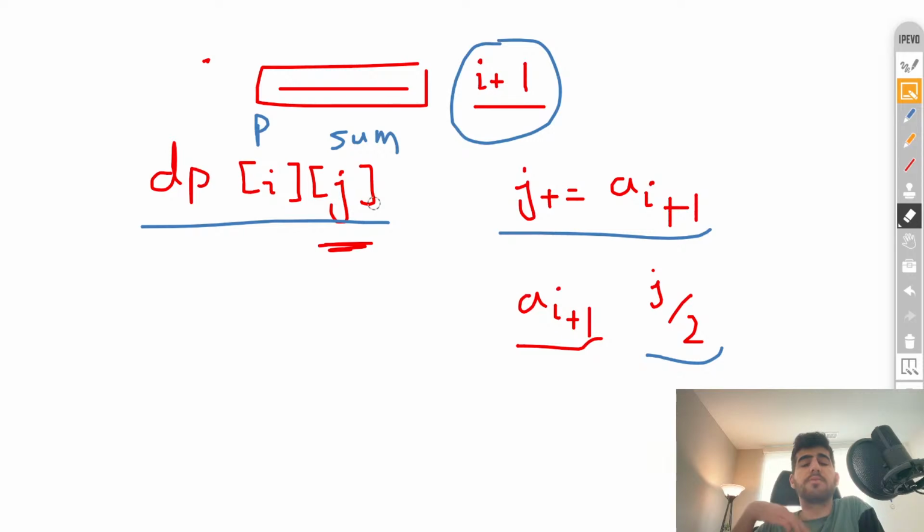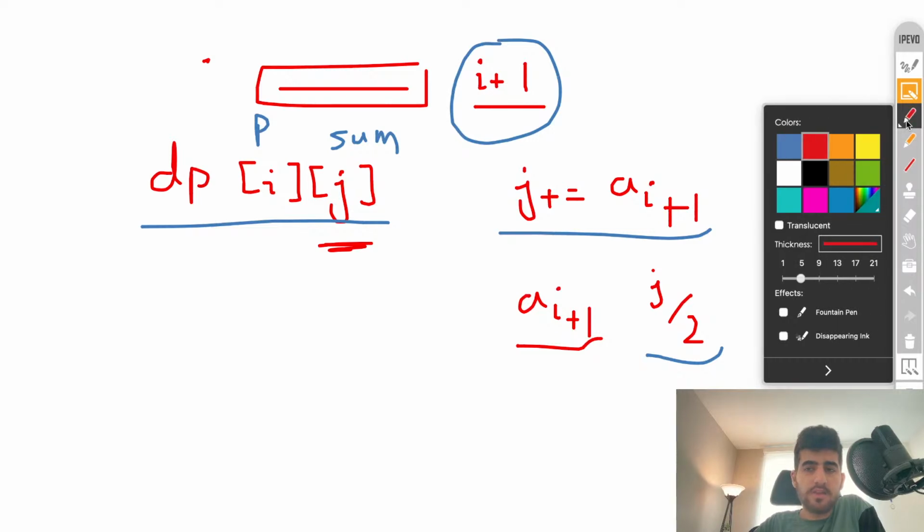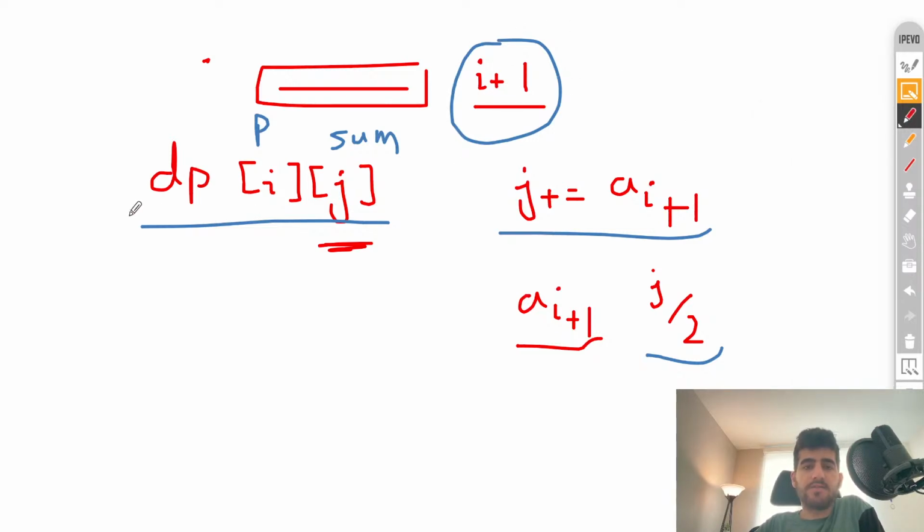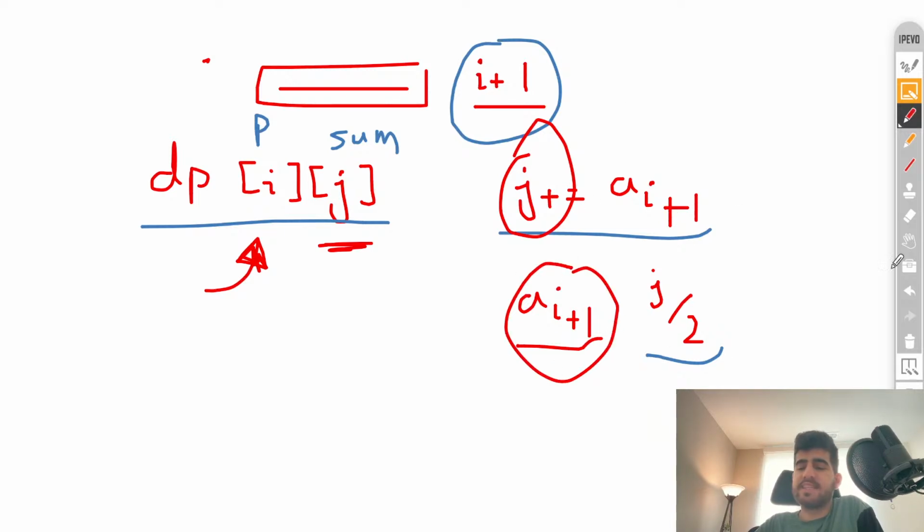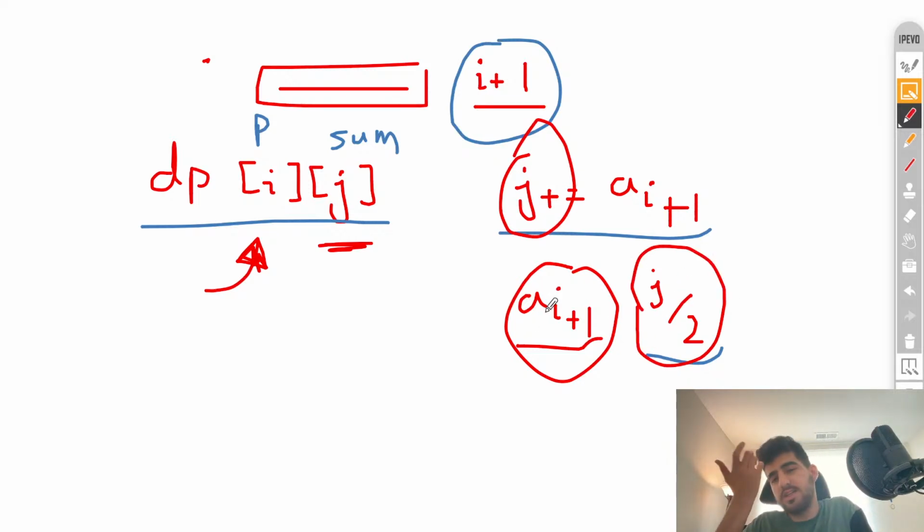Dp of i and j is the number of ways such that from the first i numbers we have chosen some such that their sum is equal to j. I can see how many of these subsets exist, and then when I add i plus 1, I know what the new j is. I should add just a of i plus 1 to it, and I know what the maximum is, it's a of i plus 1. Then I compare j divided by 2, j half, and a of i plus 1, and the maximum of them is going to be my answer.